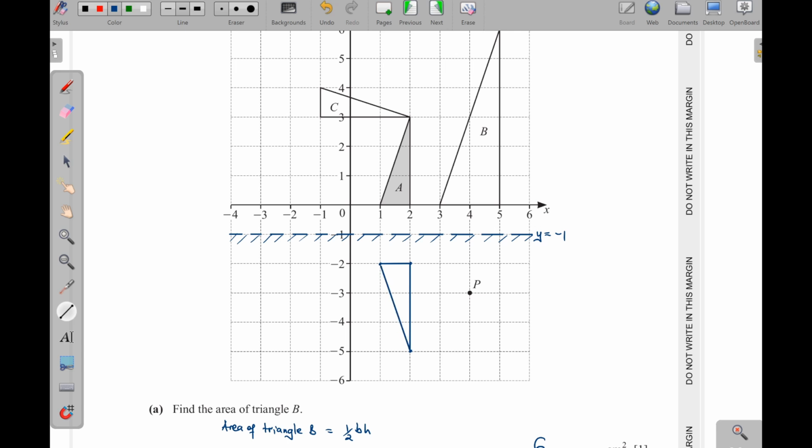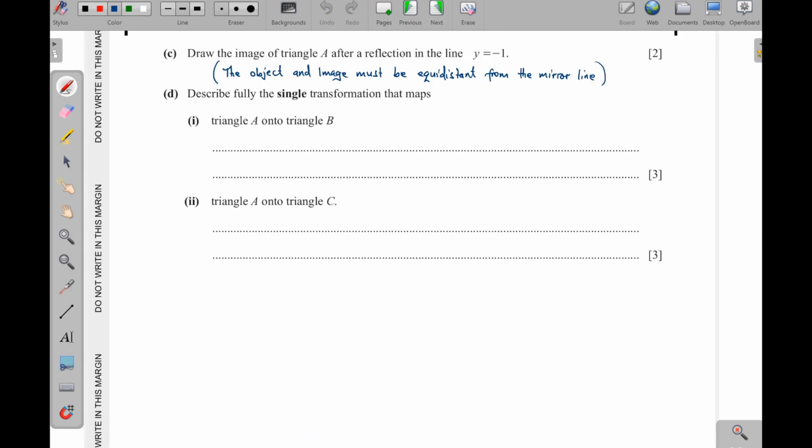Okay, so get your ruler and then you connect them like that. You can even shade this one here if you want. It is optional to shade. Okay, but when you shade, it looks much more attractive.